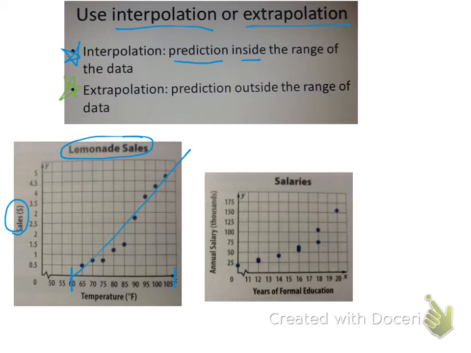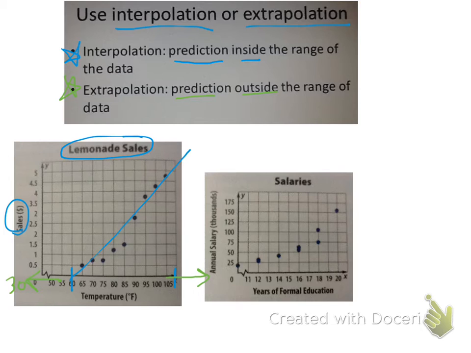Extrapolation is a prediction outside the range of the data. So if I were to extend my graph, so if I were to go way down to 30 degrees, that's extrapolation. It's outside the range of the data.